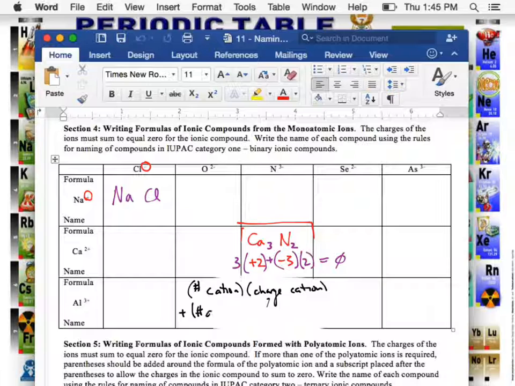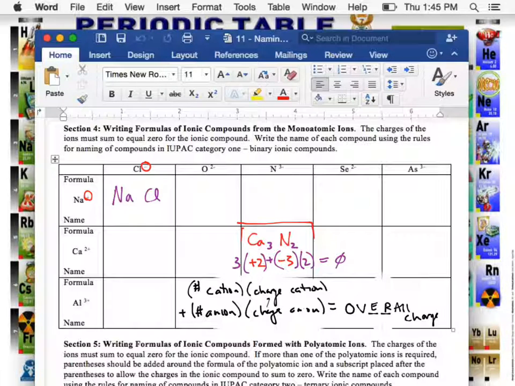plus the number of the anion times the charge on the anion must equal, I'll accept 0, but only partially. Neutral's on equal standing as 0. The charge of that. It's our overall charge. Which at this stage in the game, what is our overall charge? 0 or neutral.